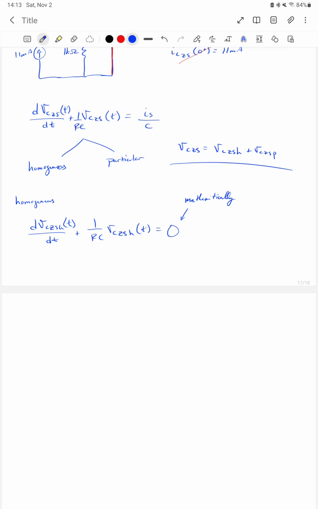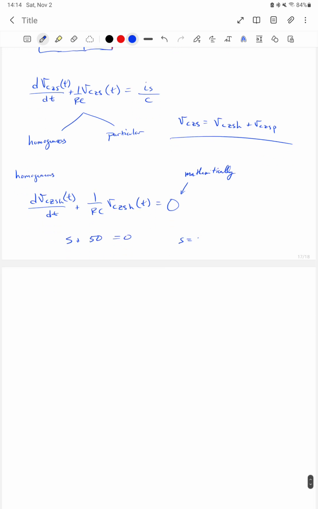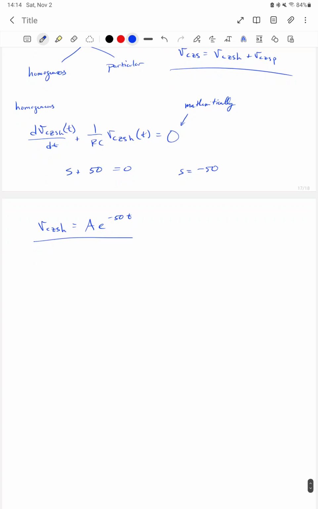But now moving on, we're going to go into this function. It's going to be exactly the same as we had before. You have S plus 50 equals 0. So that means that our S is going to be equal to negative 50, which means that the general solution, once again, to this equation is going to be VC homogeneous is equal to A e to the negative 50t. Okay? It's a really bad 50. Okay. So that is your VC homogeneous. Now your particular is going to be solved in a bit of a different method.